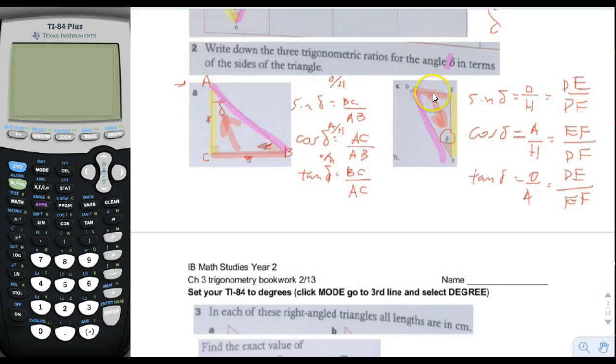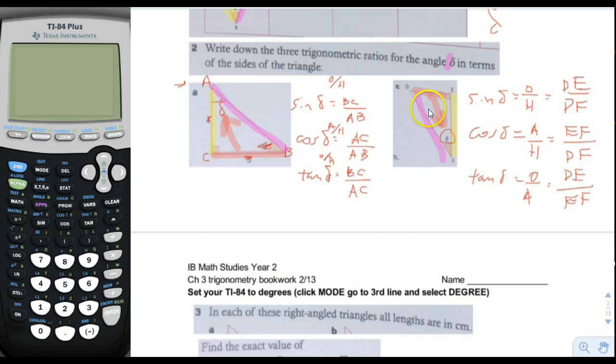All right, now part C. Now we have triangle DEF, and we have the angle delta here in the vertex named F. We're going to do the same thing. We color code the sides. The opposite is red, the adjacent is yellow, the hypotenuse is pink. And then we're going to figure out that the sine, opposite over hypotenuse, is red over pink, so that's DE over DF. The cosine is adjacent over hypotenuse, so that would be yellow EF divided by the pink, DF.